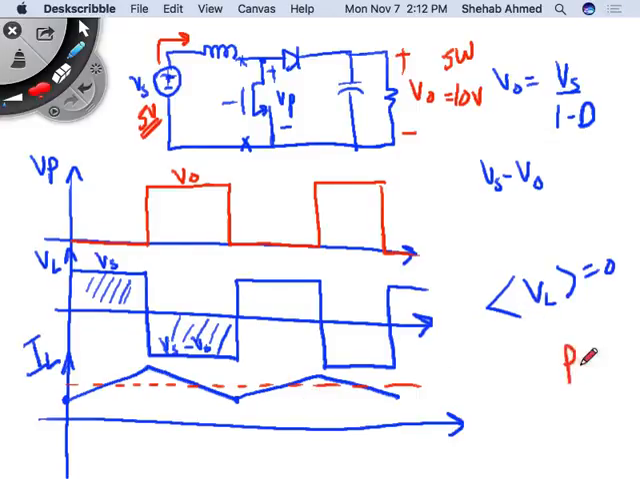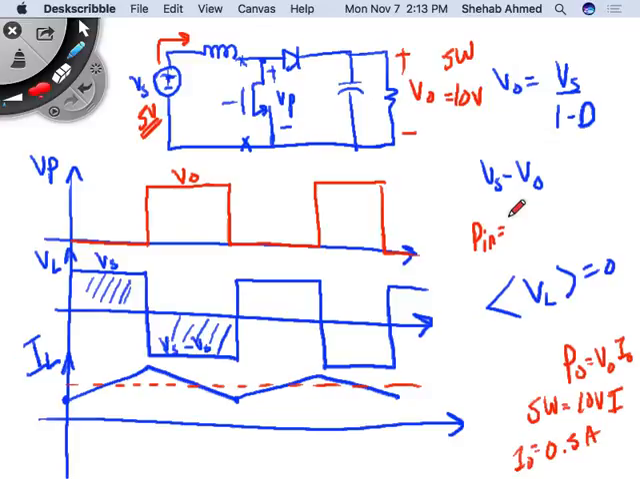Okay, guys. Power output is equal to V output times I output, right? This is equal to 5 watts, and this is equal to 10 volts. So I can calculate I from here. I is equal to half. Right? I is equal to 0.5 amp. The average value of output current is equal to 1/2. So what is the power at the input?